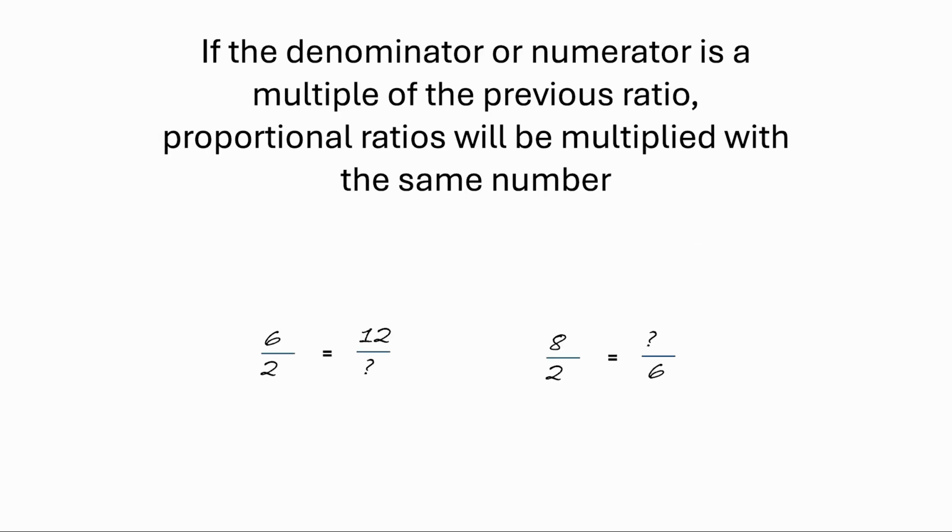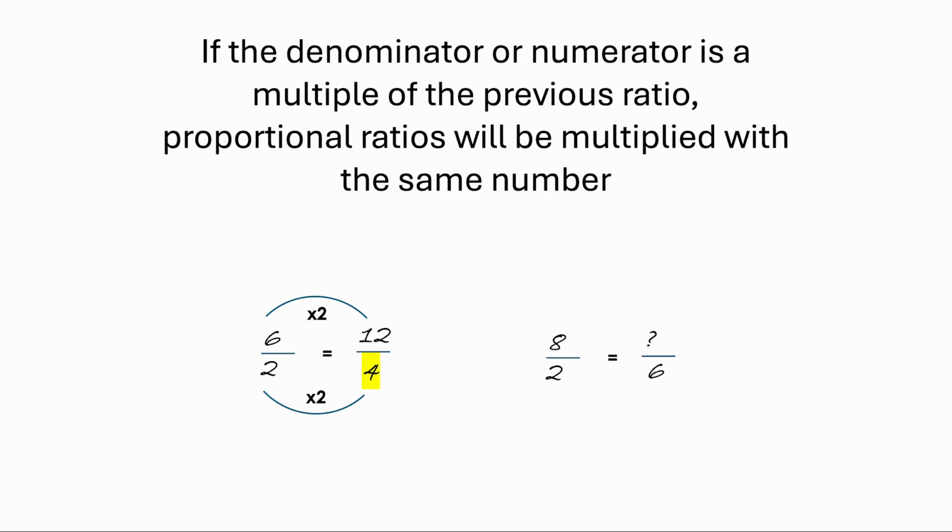If the denominator or numerator is a multiple of the previous ratio, proportional ratios will be multiplied with the same number. So here let's say 6 by 2 is equal to 12 by something. We see that the 12 is a direct multiple of 6. 6 2s are 12. So if that is the case, then the same number will be multiplied in the denominator as well. So the answer is 4.